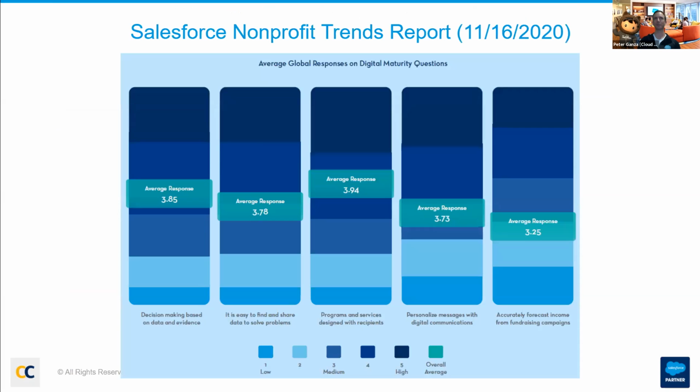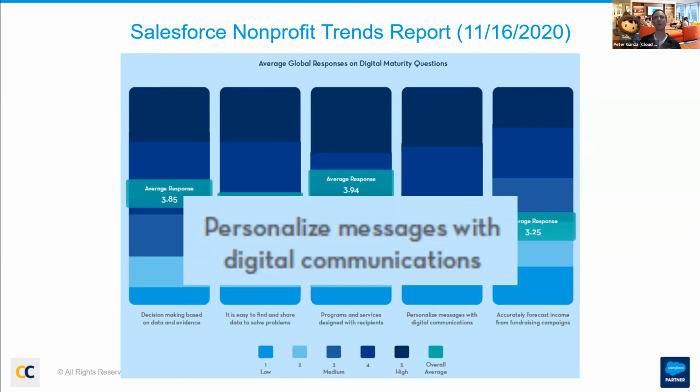Oh, sorry, I had the slide just for Shiva. Saurabh, if you can post a link to the Salesforce Nonprofit Trends Report. This came out last week, I think, and it's a 53-page report all around digital transformation in Salesforce's not-for-profit clients. I skimmed through it, and I pulled out this one slide because it's fairly relevant. It's just one picture on digital maturity. The details don't really matter, but what I wanted to pull out was the fourth bar here: personalized messages with digital communications.